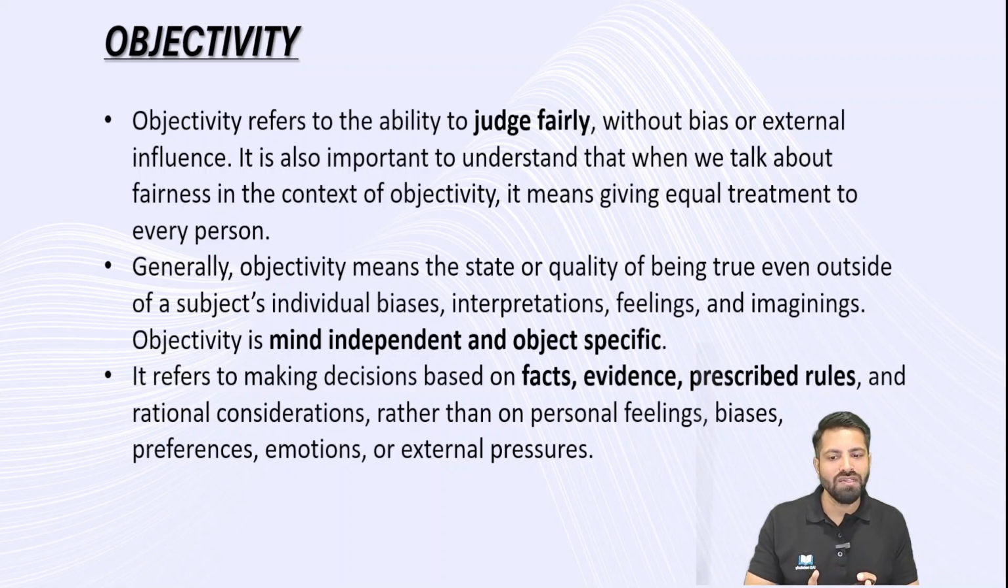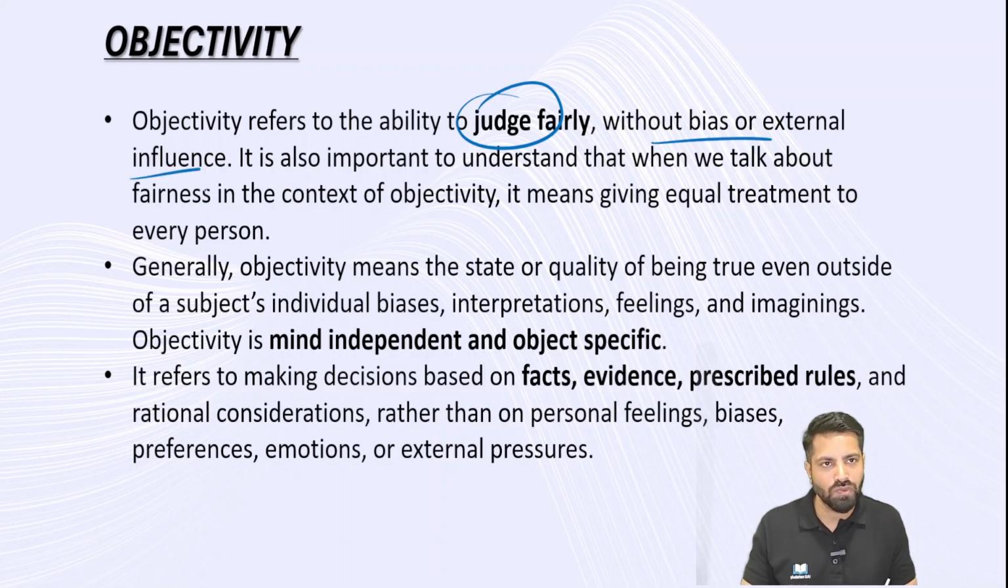Objectivity is somewhat similar to the previous discussion we had on impartiality. Even if you look at the definition of objectivity, it sounds the same actually. It refers to the ability to judge fairly without bias or external influence. Here it also sounds the same as impartiality. Now, what is the difference between objectivity and impartiality?